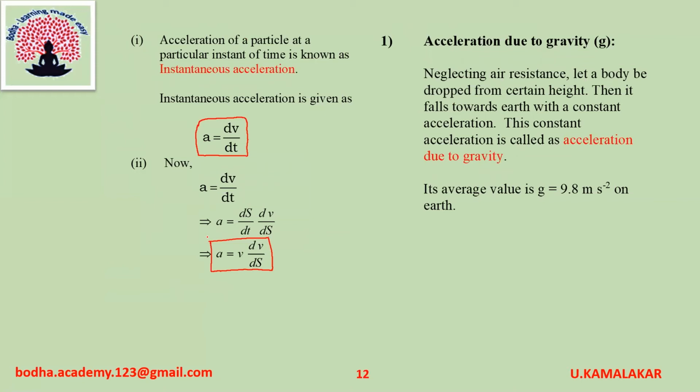Neglecting air resistance, let a body be dropped from certain height. Then it falls towards earth with a constant acceleration. This constant acceleration is called as acceleration due to gravity. Its value is 9.8 meter per second square on Earth.